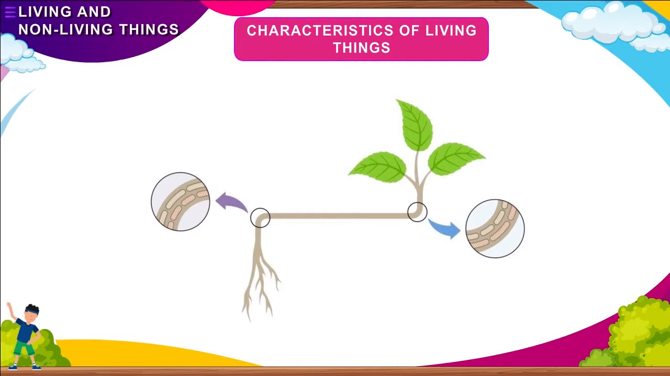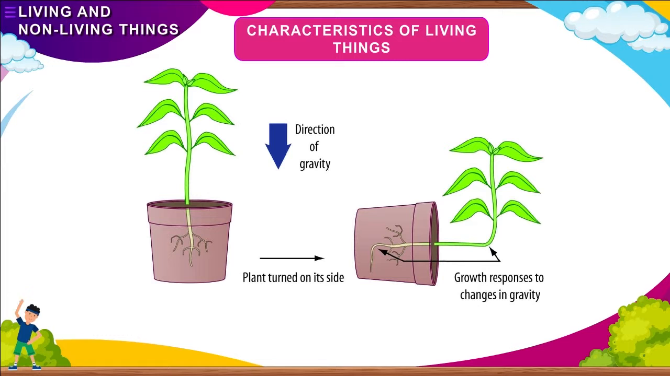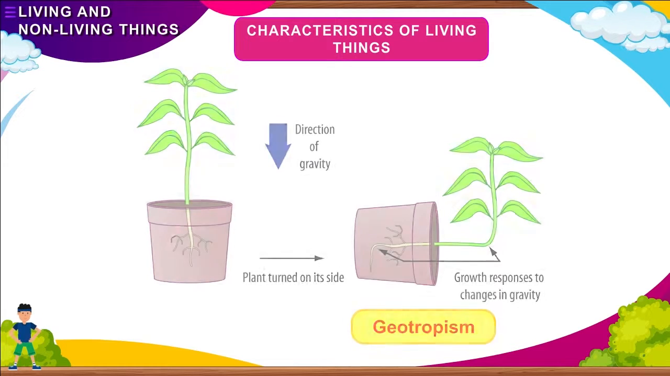The movement of some parts of the plant, leaves, roots, in response to factors such as light and gravity, is said to be tropism. Movement of parts of plants towards or away from the source of light is called phototropism. The shoot of the plant generally shows phototropism. Movement of parts of plant in response to gravity is geotropism. The root of the plants show geotropism.